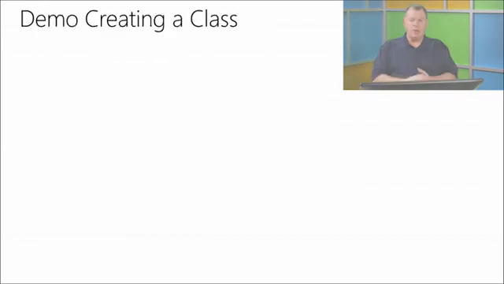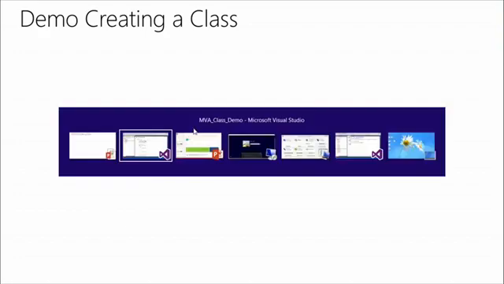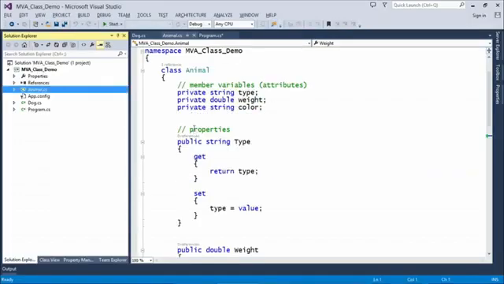So let's go ahead and take a look at what a simple class looks like in code. We'll switch over here to Visual Studio, and what we've done here is actually modeled that animal class that we had on the slide, and written it in code. We have the name Animal as the name of the class, and we have things known as member variables. Again, we talked about the data or the attributes.